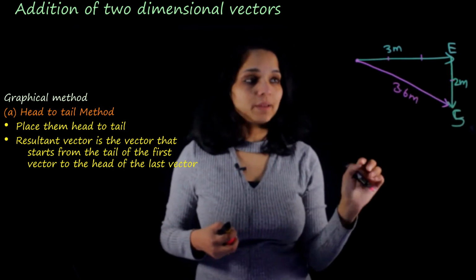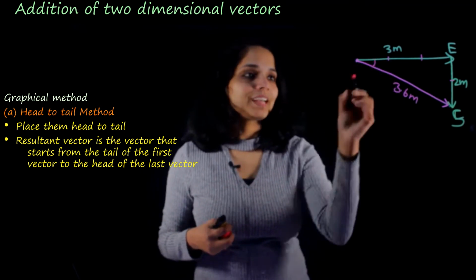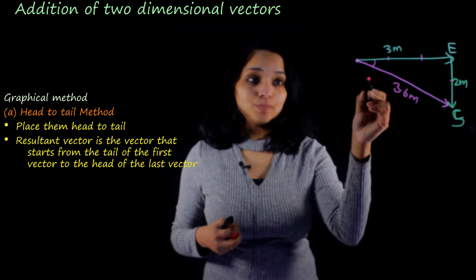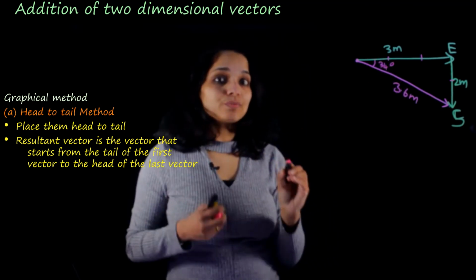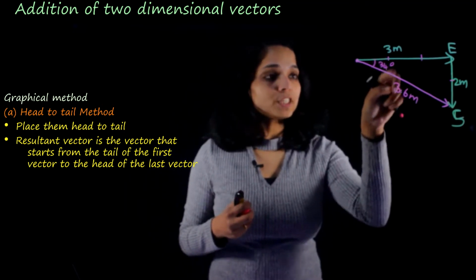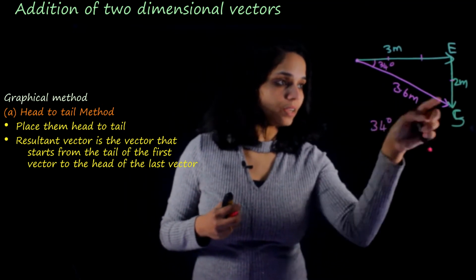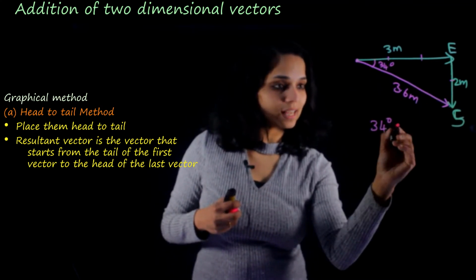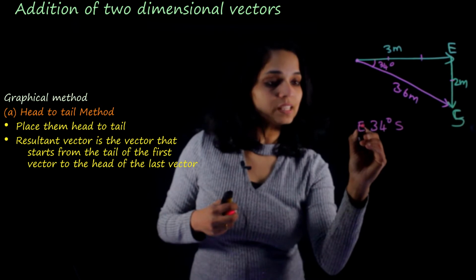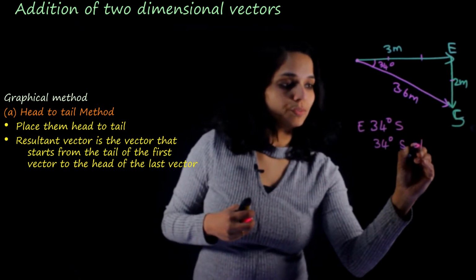To measure this angle, you can use the protractor, and you can measure this angle to be 34 degrees. To describe this angle, you can say this is 34 degrees, and this angle is measured to the south because this is the south direction and the reference is east, so you can say 34 degrees south of east.